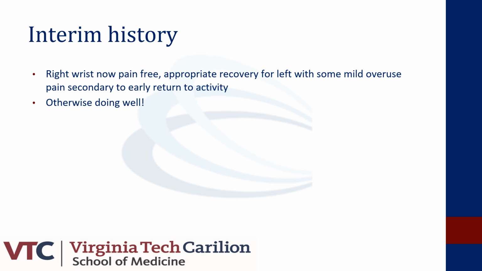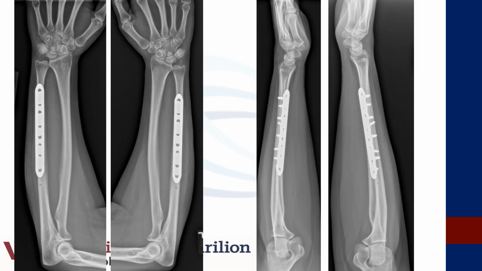The patient was last seen in the last month, and her right wrist is now pain-free, which was the side done initially. She has appropriate recovery for her left with some mild overuse pain secondary to early return to activity, specifically playing golf. She's otherwise doing very well and is happy with both procedures. Here are her most recent x-rays of bilateral forearms demonstrating appropriate plate placement and successful ulnar shortening osteotomies bilaterally.